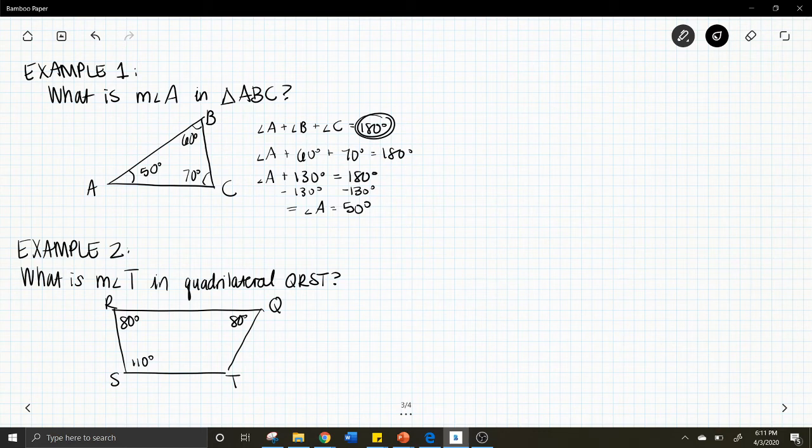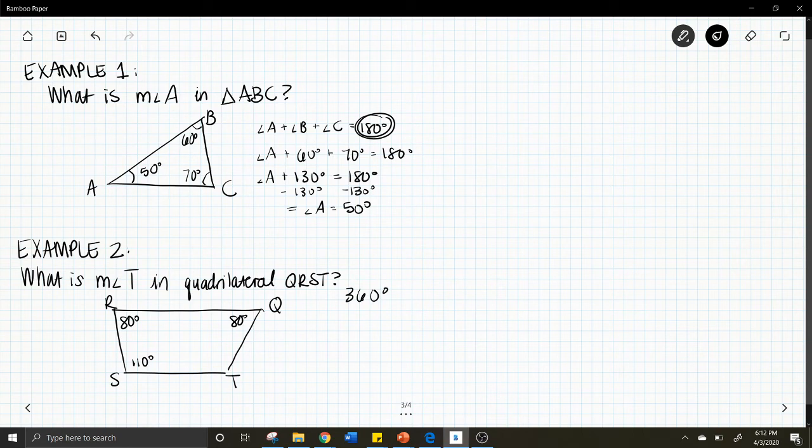Okay, let's look at another example. What is the measure of angle T in quadrilateral QRST? So we're going to do the same thing. First, remind yourself, what will the interior angles of a quadrilateral equal? We know that altogether they're going to equal 360 degrees.